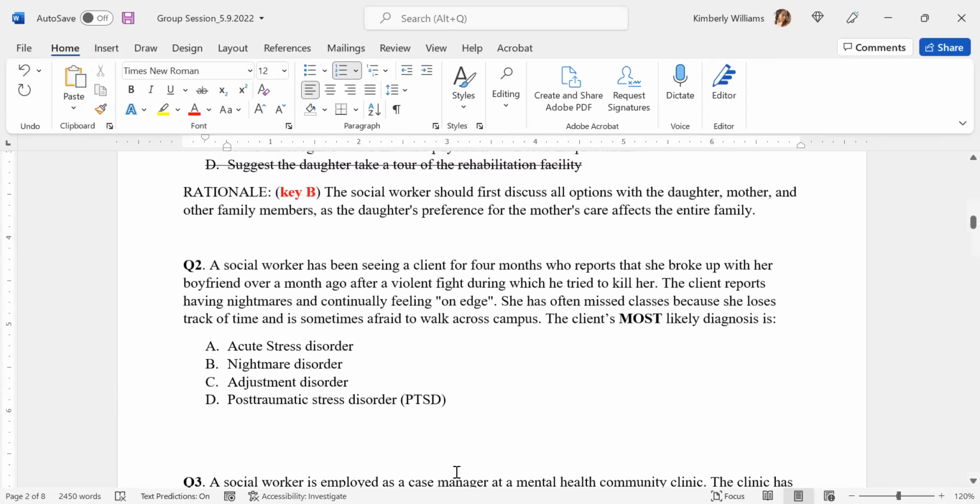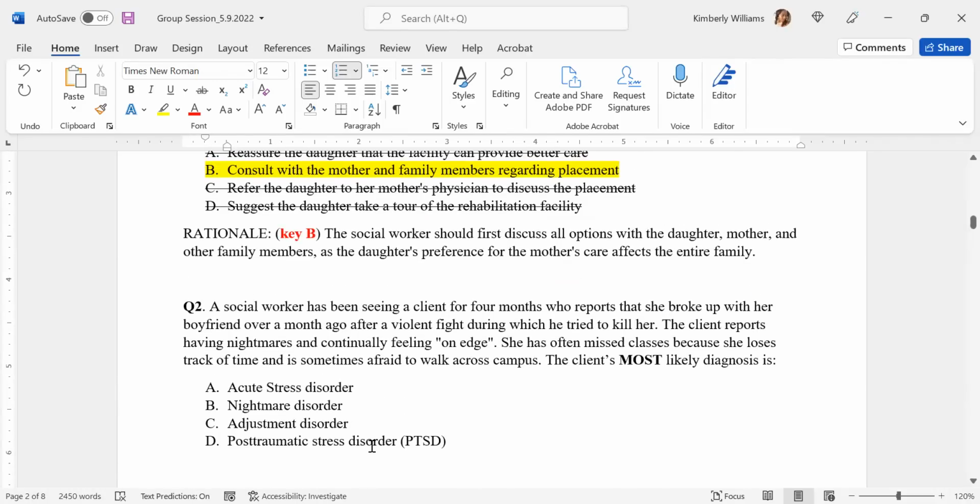So this is an assessment diagnosis or a unit 2 question. A social worker has been seeing a client for 4 months who reports that she broke up with her boyfriend over a month ago after a violent fight during which he tried to kill her. The client reports having nightmares and continually feeling on edge. She has often missed classes because she loses track of time and is sometimes afraid to walk across campus. The client's most likely diagnosis is.